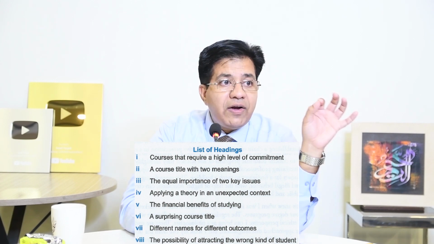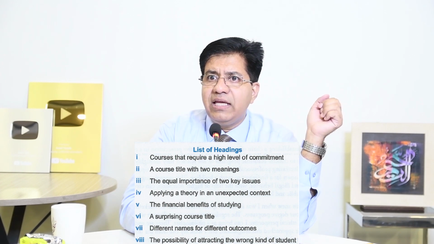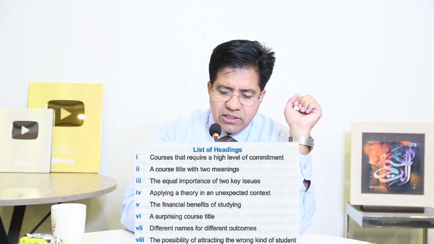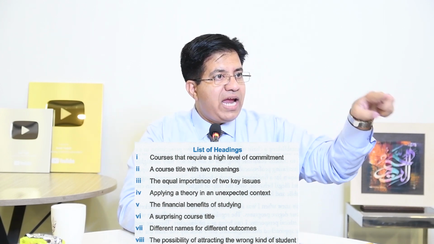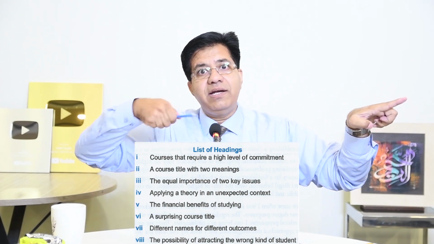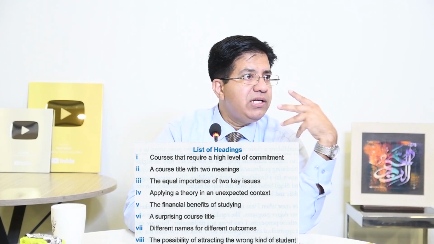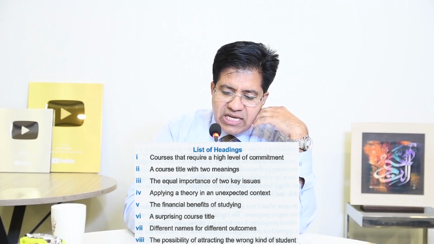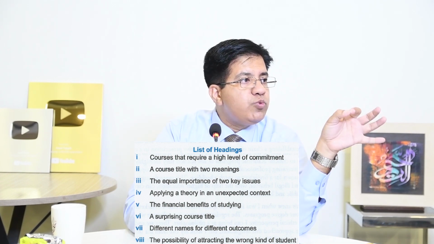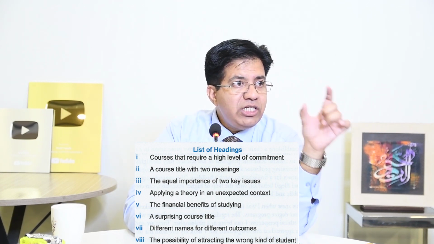Heading number 2. And when you read the list of headings, don't read articles. And, the, some: in our language, they don't mean anything. So heading number 2, course title with 2 meanings. In one paragraph, they will tell us that some people may understand one thing from this course title, and others may understand another thing. Course title with 2 meanings. Equal importance of 2 key issues. They will describe 2 key issues: first of all, secondly, or firstly, another one, 2 problems.